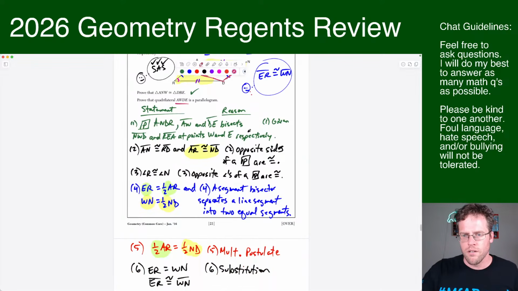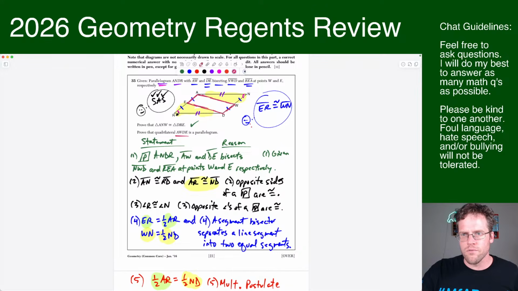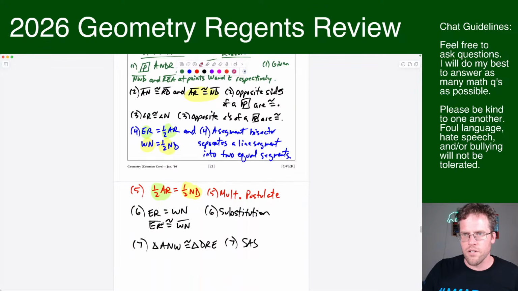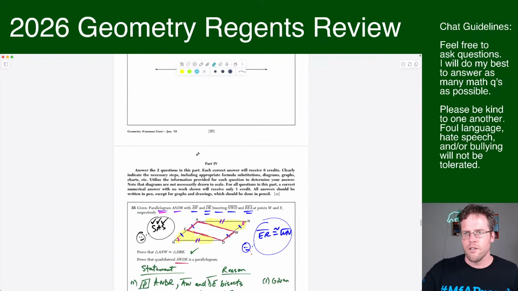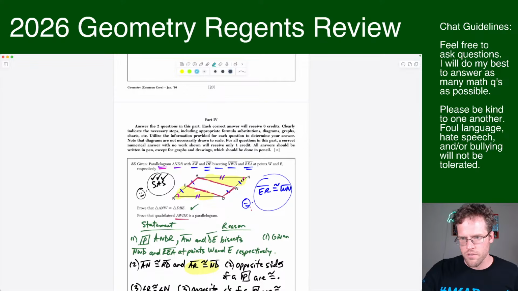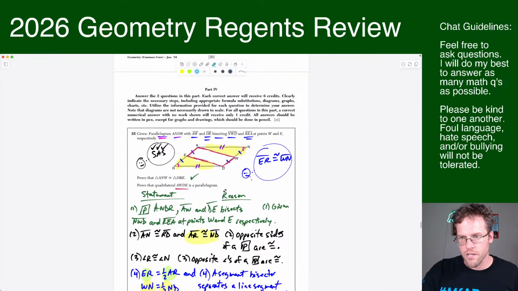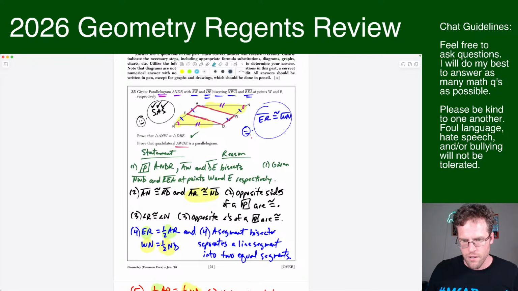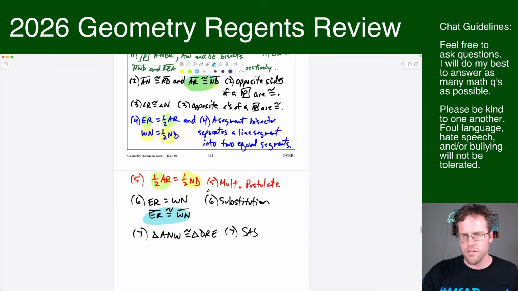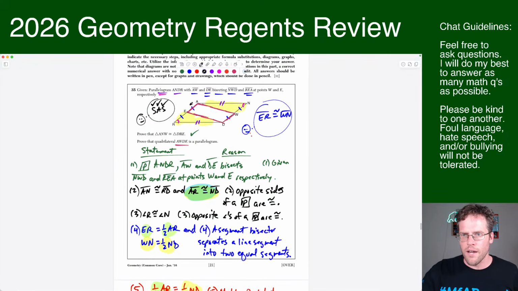Subtraction postulate. So if I already said over here, ER. So ready for this? ER is congruent to WN. We said ER is congruent to WN, and we said AR is congruent to ND. AR is congruent to ND. So this is where the subtraction postulate comes in. So you ready? So if we look here, if I did AR minus RE, like if I take AR and I cut this out, I'm left with AE.